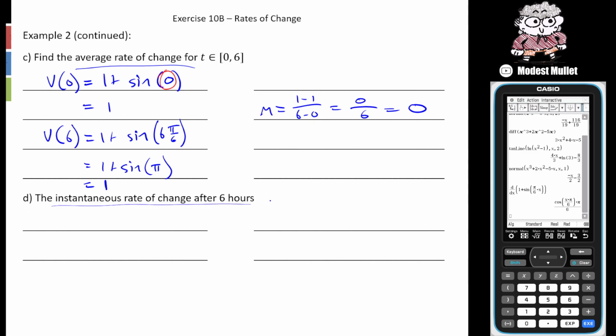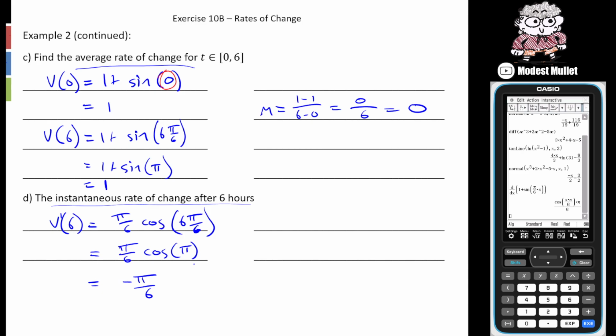Find the instantaneous rate of change after 6 hours, so we need to use our derivative, so v dash of 6 is equal to pi on 6 cos 6 by pi on 6, which is equal to pi on 6 times by cos of pi. Cos of pi is -1, so we get negative pi on 6.